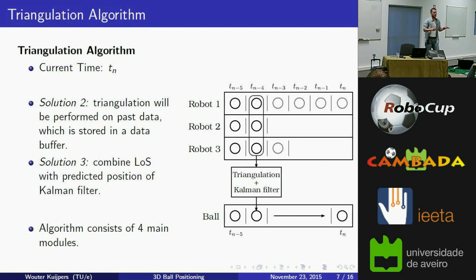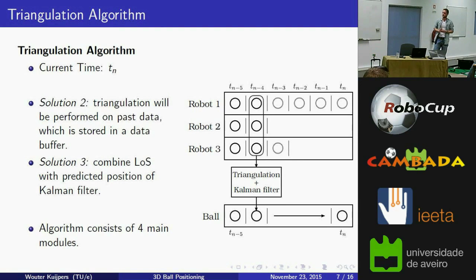Then we perform the triangulation on that time instant, and we filter it using a Kalman filter. And then we need the ball position at tn, so we just use the model of the ball to go forward in time. Instead of using, for example, extrapolation to extrapolate the Omni-Vision data to tn, we use a ball model to go forward in time. So it's a little bit of a switch compared to the extrapolation approach.